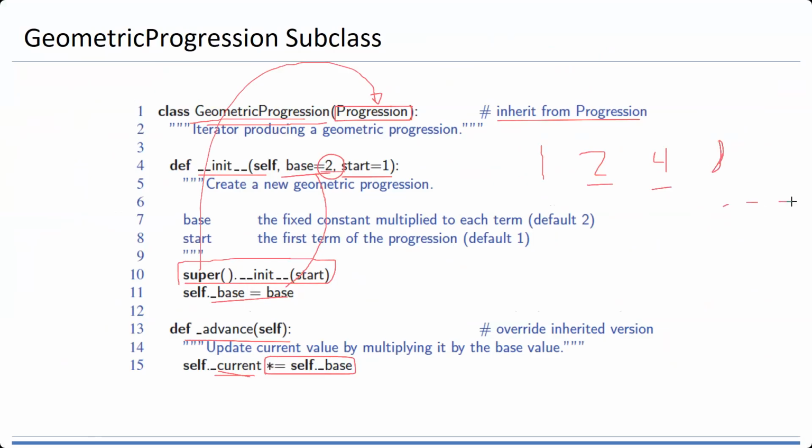If we change this base into 3, and let's say we start from 2, then the starting number will be 2, and then multiplied by 3. 2 multiplied by 3 is 6. 6 multiplied by 3 is 18. 18 multiplied by 3 is 54, and so on. So it depends on how you define the class.